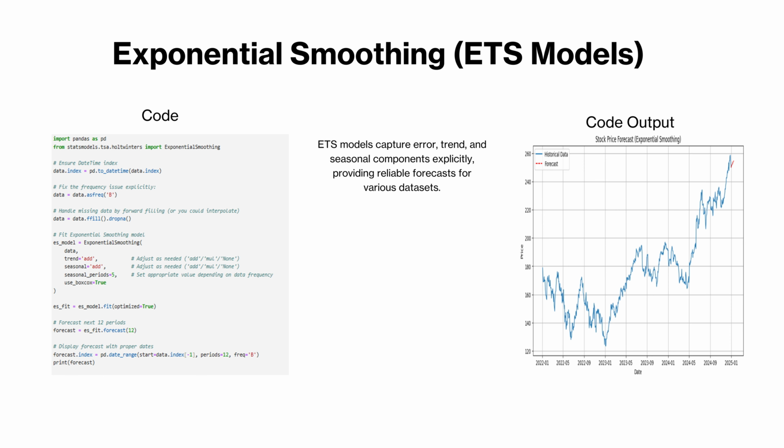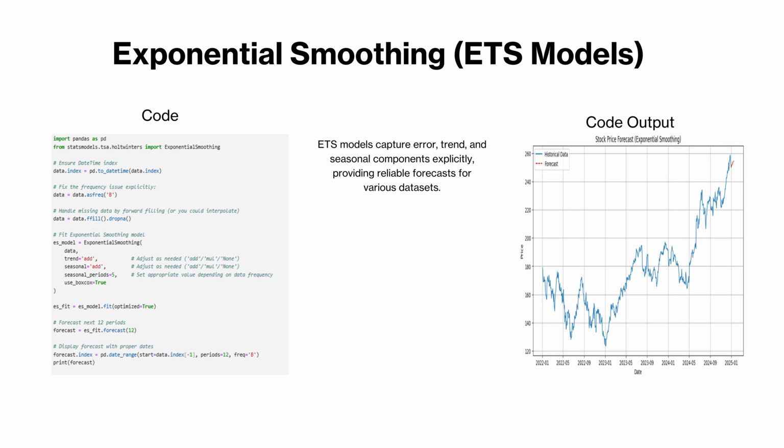Exponential smoothing, or ETS, offers a powerful yet intuitive way to forecast time series by explicitly modeling three components: error, trend, and seasonality, without requiring deep neural networks. In the example on the left, the code first ensures your data has a proper date-time index and consistent business day frequency, then forward fills any gaps so the model can train uninterrupted.